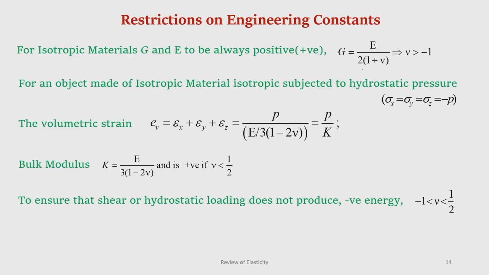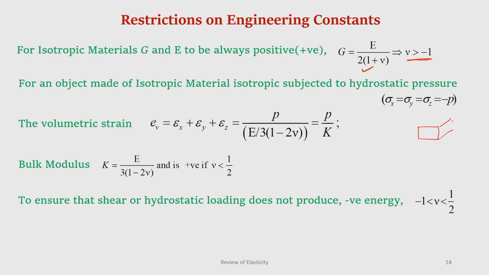Same is true for G, and we have for an isotropic material the relationship between G, E and nu given by this. Now, E is positive, and if G has to be positive, then Poisson's ratio must be greater than -1. It cannot be less than -1. In that case, G becomes negative. Now, suppose an isotropic material which is subjected to hydrostatic stress.